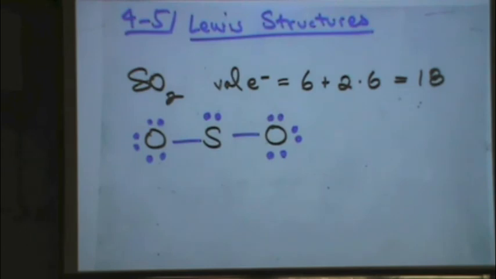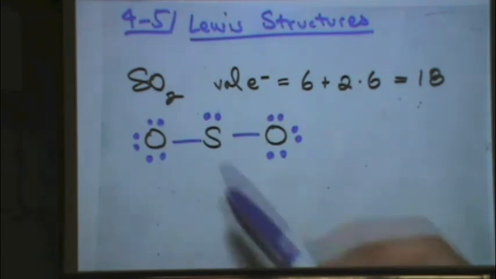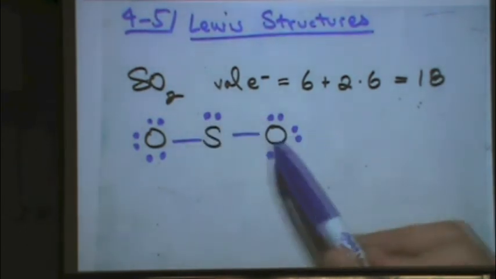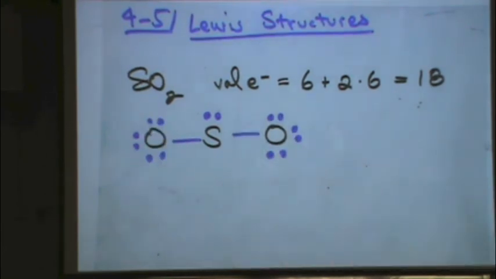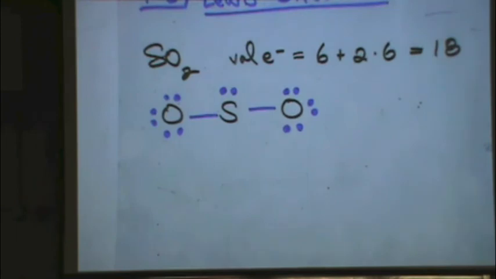Say it's sulfur. Because sulfur only has 2, 4, 6, whereas the oxygens each have 2, 4, 6, 8, and 2, 4, 6, 8. So sulfur is the only one without an octet. How do you fix that? I will show you with a magic trick.